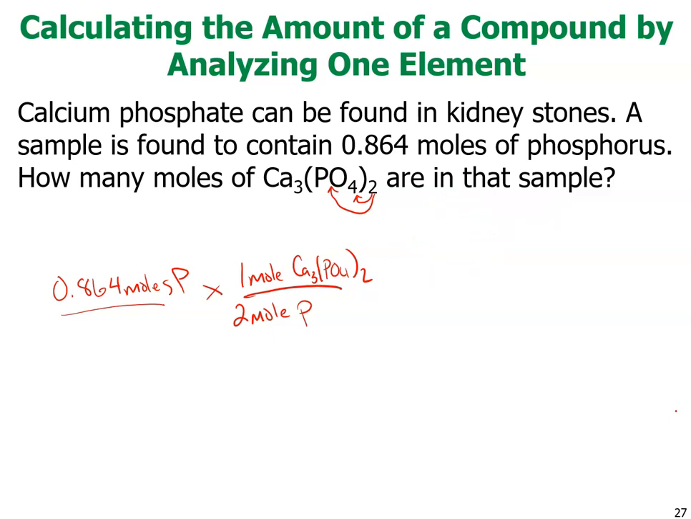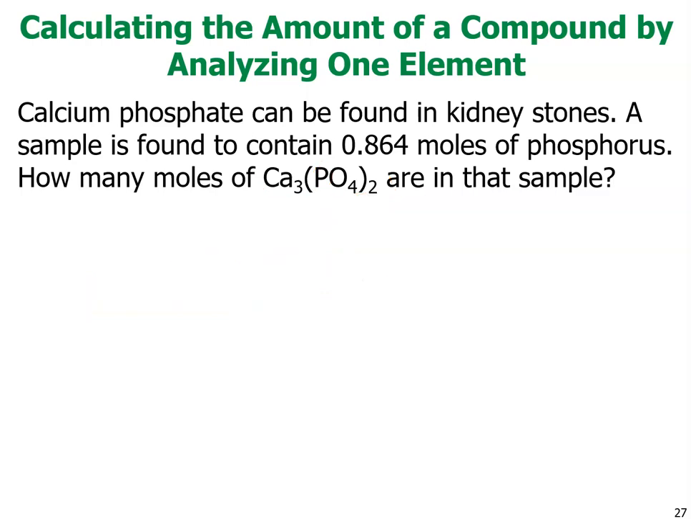So that should make sense because, again, if we multiply that through, we'll have 2 of these atoms of phosphorus in every 1 molecule of calcium phosphate. And that translates the same as 1 mole of calcium phosphate is equal to 2 moles of phosphorus. So then we have this conversion factor. I put this moles of phosphorus on the bottom so I could cancel that out. So the answer is half of 0.864 moles, which would be 0.432 moles of calcium phosphate.